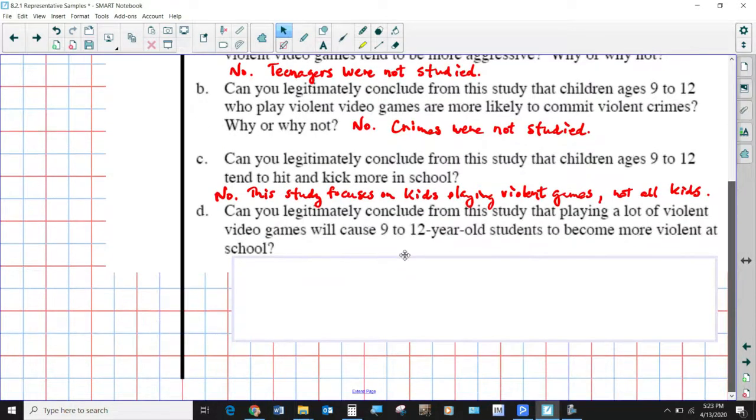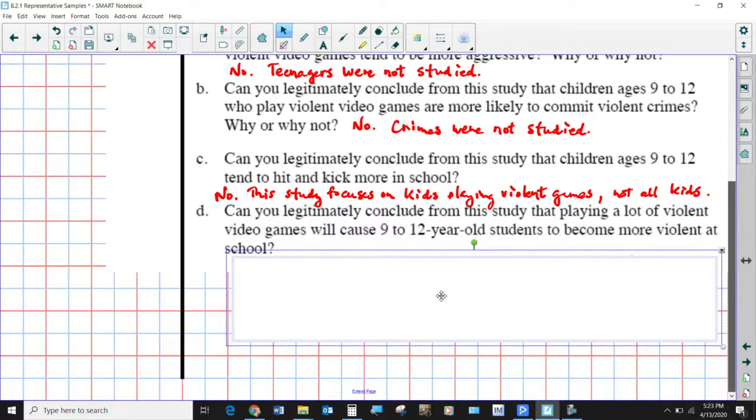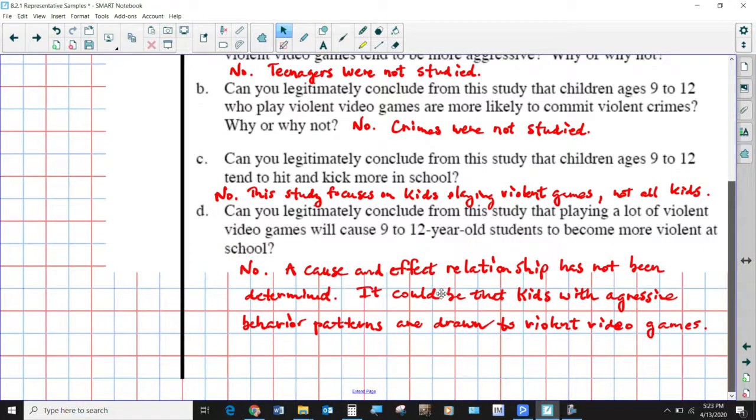This one might be a little tricky. Can you legitimately conclude from this study that playing a lot of video games will cause 9 to 12-year-olds to become more violent at school? It seems like it. However, there's one thing to consider here. Cause and effect. Do we absolutely know from this study that the playing of violent video games resulted in students wanting to be more aggressive and kick and hit?